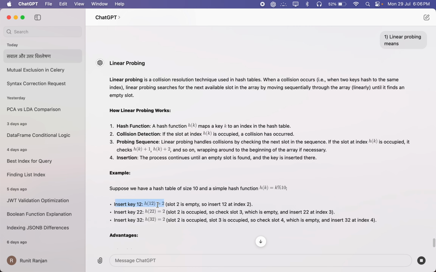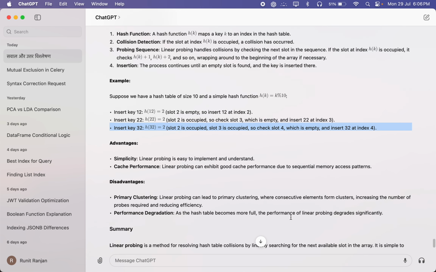And we have an example also, like 12, 22, 32. We want to insert, size is 10, and we get the index 2 again. So again we got index 2 only, but that is full, so we insert in 3. Again we got index 2, but we try to fill it in the next position. So 3 is also occupied, so at last we have to store it in index 4.